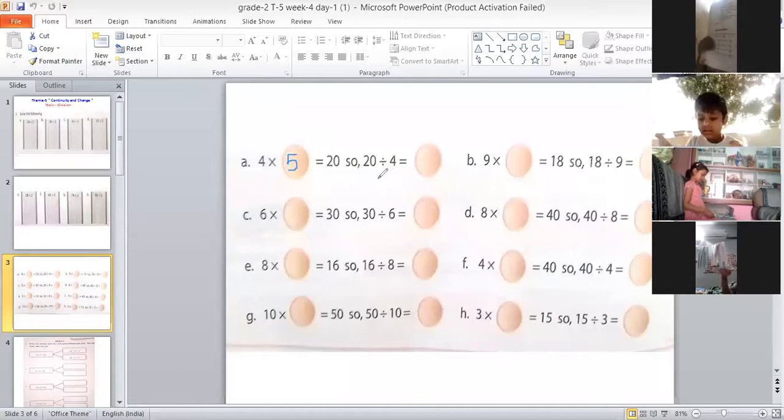In both the circles, we'll write 5. Yes, ma'am. Okay. Zed, please read the second question also.